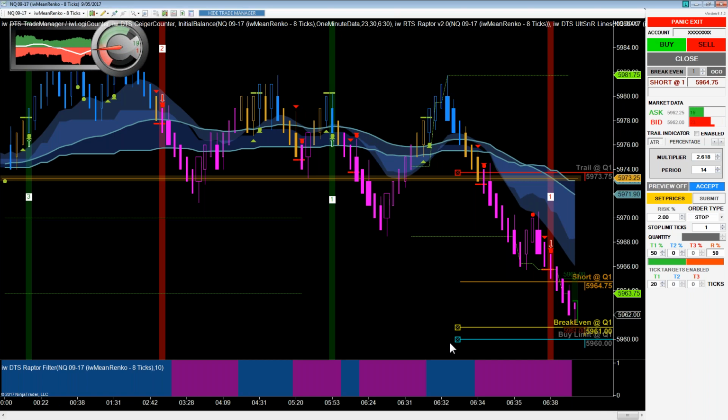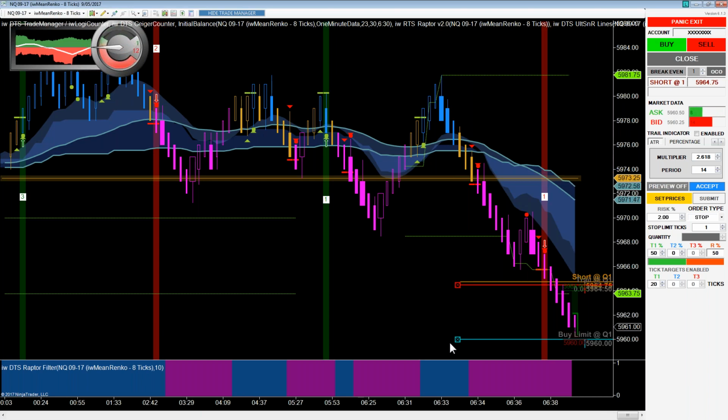And we're getting a pretty decent move lower so far. Stops at break even. Hopefully we don't see a reaction just yet. And I think they slipped me a tick or two on that one as well, on the entry.